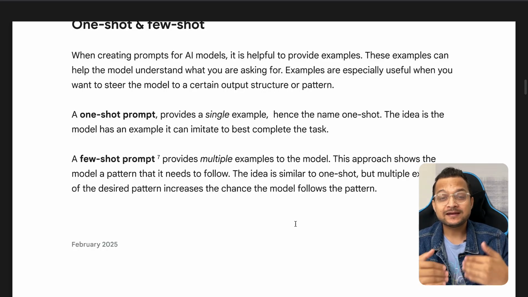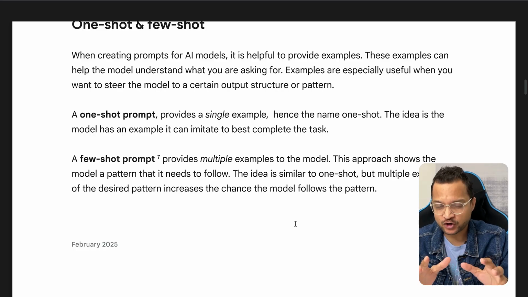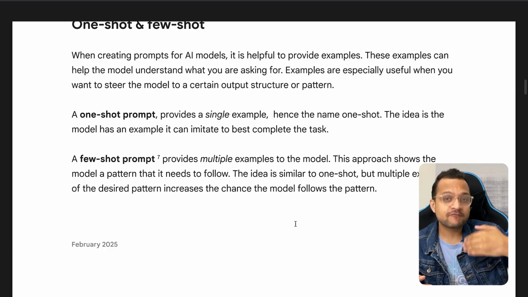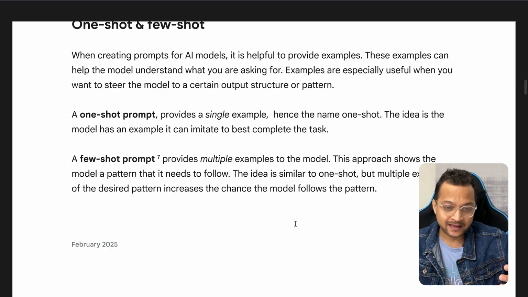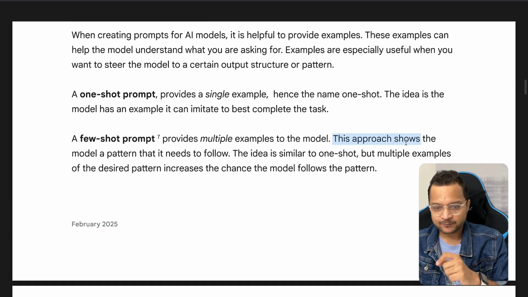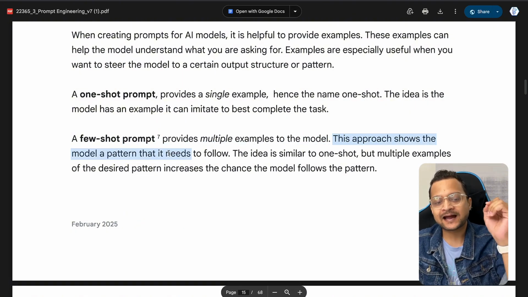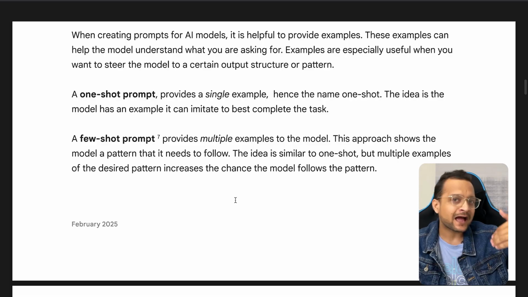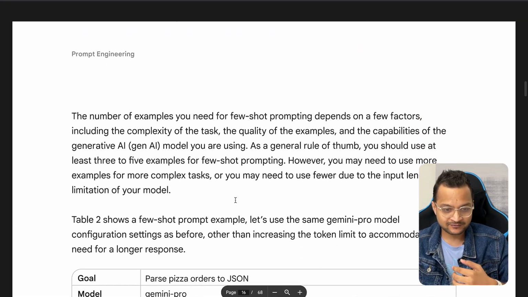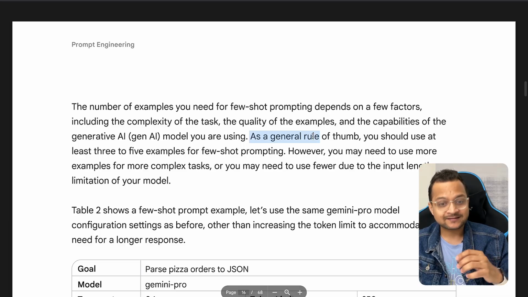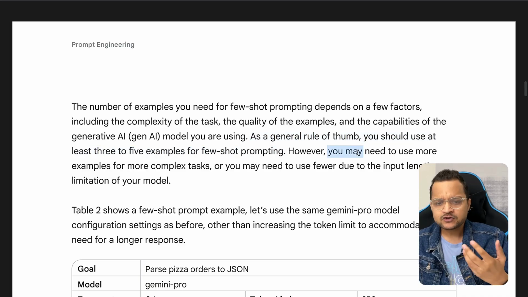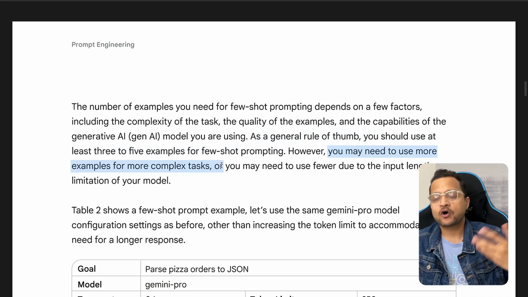And now move to the next prompting technique, which is few-shot prompting. Few-shot prompting is just like one-shot prompting, but instead of providing one example, we are providing multiple examples. This approach shows the model a pattern that it needs to follow. So the model will be eager to understand that, hey, this is the pattern, I need to follow this pattern and give the result. As a general thumb rule, you should use at least 3 to 5 examples of few-shot prompting. However, you may need to use more examples for complex tasks.